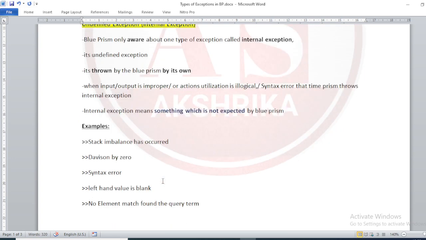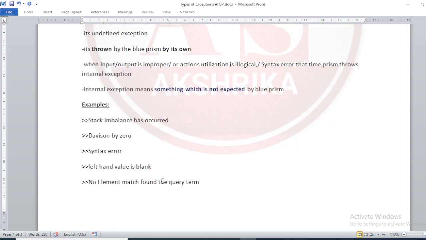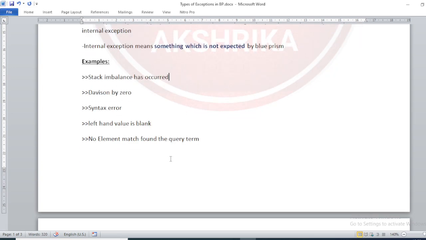Examples of internal exceptions: stack imbalance occurred. We get this exception when we already have an exception and we get another exception; at that time the exception thrown by Blue Prism is the stack imbalance occurred exception. Another exception is division by zero, which we get when we divide any number by zero. Others are syntax error, left hand value blank, no element match found, and the query term. These are the examples of internal exceptions.